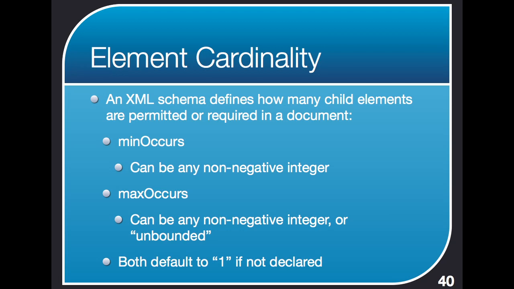So the way it works is if you don't see minOccurs or maxOccurs, that means they both default to 1. You have to have one and only one instance of that element, and it's required. So that's how XML schema does cardinality, and that's how the NIEM does cardinality as well. But it's a little different in the NIEM schemas themselves, and let's take a real quick look at that.